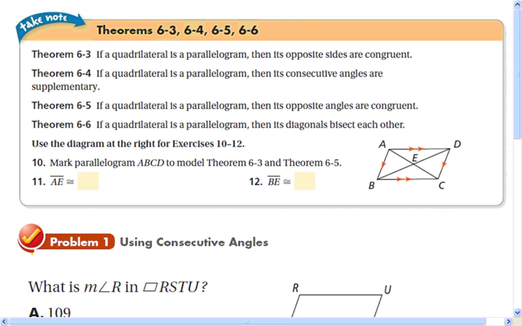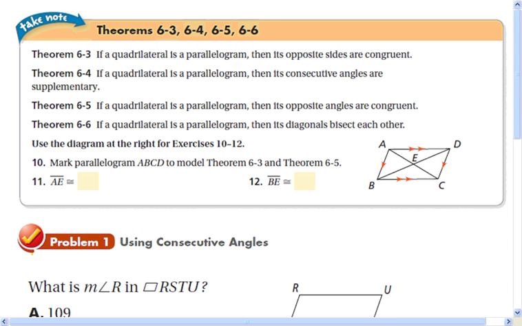All right, here's our theorems. And I think we should make a habit in here of trying to explain the theorem rather than using theorem 6.3. So theorem 6.3, if the quadrilateral is a parallelogram, then its opposite sides are congruent. So we might say something like opposite sides are congruent in parallelograms. If a quadrilateral is a parallelogram, then its consecutive angles are supplementary. So we might say parallelograms have supplementary consecutive angles.